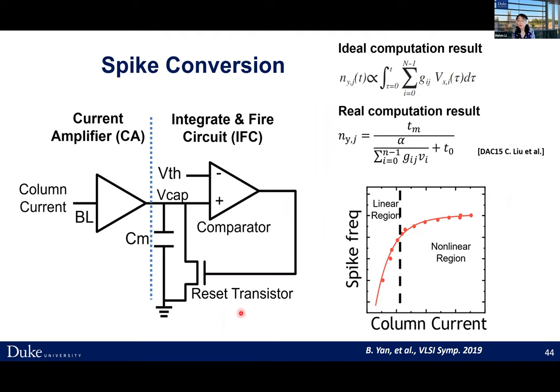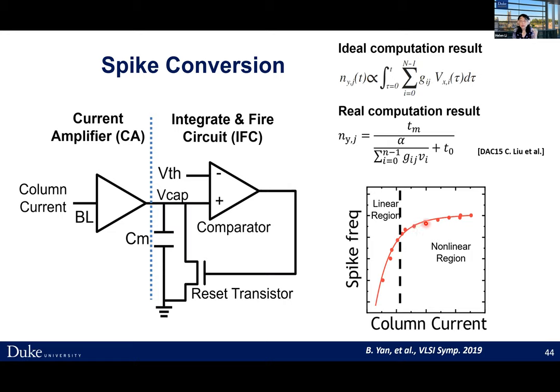Okay. So if we make a chart to characterize the spike conversion circuit, a larger column current will lead to faster charging and discharging of the capacitor, and then the output spike frequency increases, right? So the higher the current, the higher the spike frequency. And at the beginning, as you can see, it demonstrates close to linear relationships.